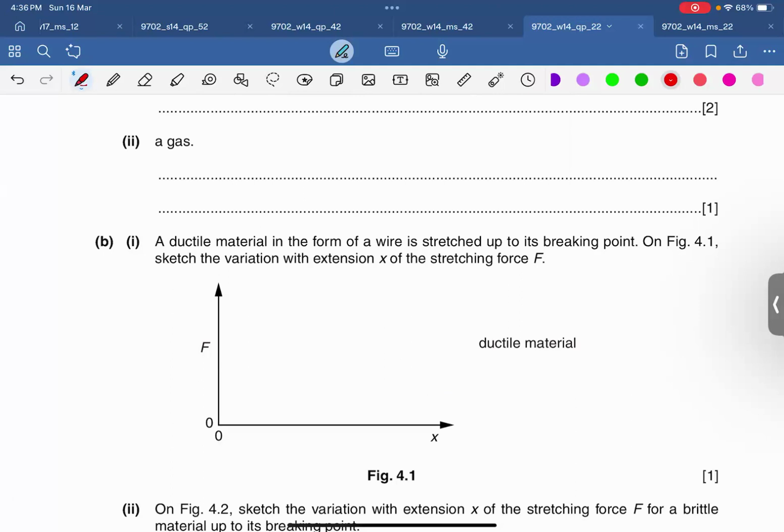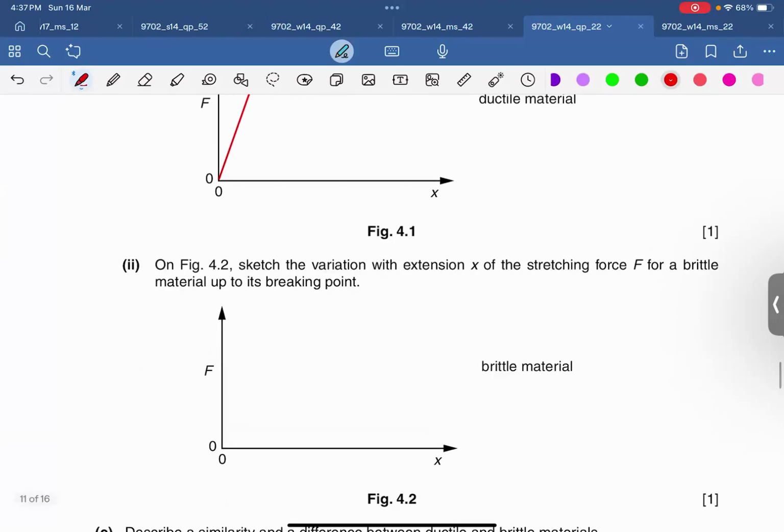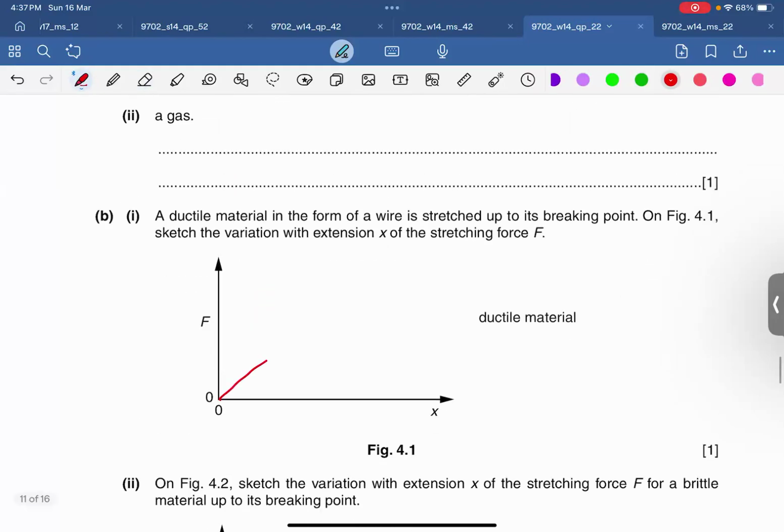Okay, so ductile material. For the ductile material, you should know the graph should look like this, and then it eventually breaks. Sorry, गलत हो गया. That was for the brittle one, ना? Ductile के लिए ये बताया. Elastic limit. This is the limit of proportionality, then the elastic limit, and then it goes up, comes down, and then it breaks.